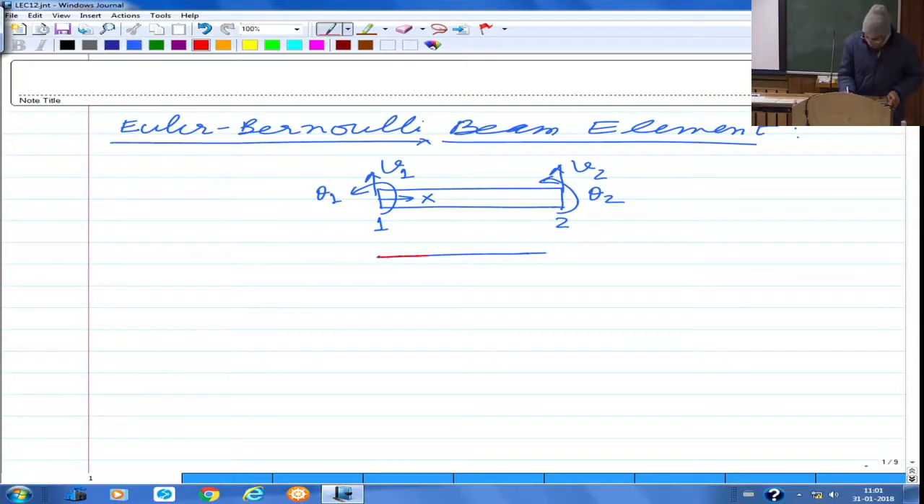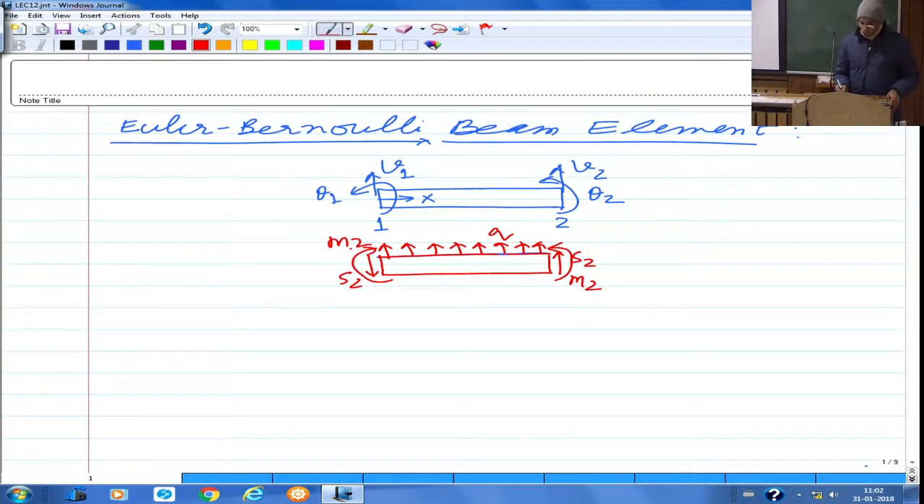In the free body diagram, the forces are, one, the distributed force if it is there, which is force per unit length, say Q. Then there are bending moments and shear force on the left and right. On the right side, the shear force is, let us say, S2, and the bending moment is M2. I just changed the notation to keep them simple. So this was the free body diagram, and this is the element we are considering.